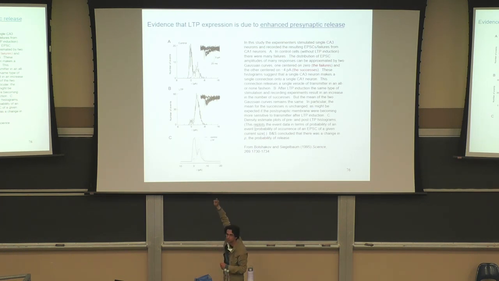And then after you do LTP, you get fewer failures. So you see the zero distribution is smaller on B, and the distribution for current is bigger on the 4 units of current. So you get fewer failures after doing LTP.